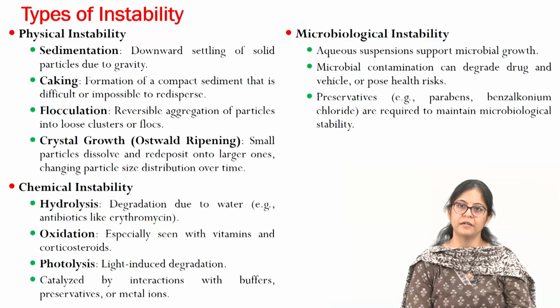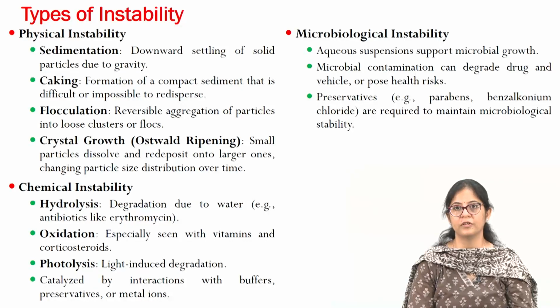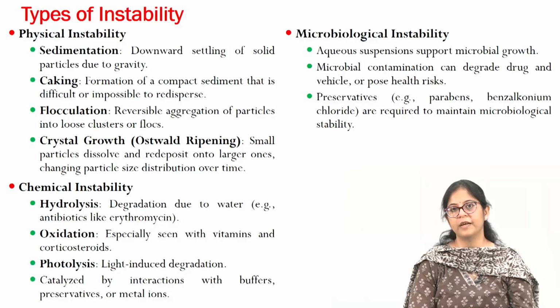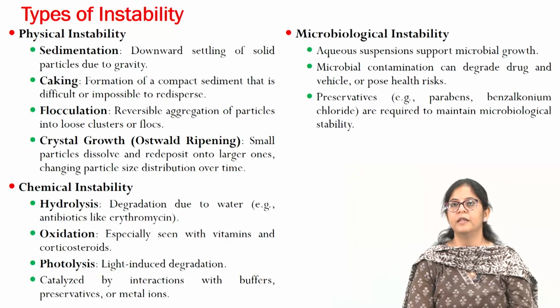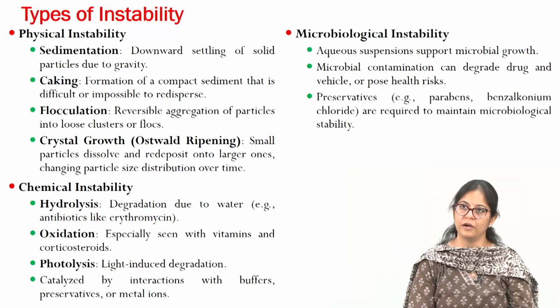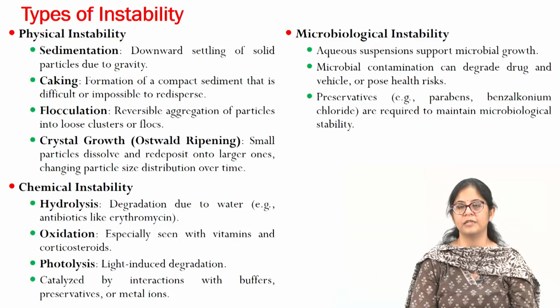Chemical instability can occur due to degradation in the presence of water, like antibiotics such as erythromycin can get hydrolyzed. Oxidation can be seen with vitamins and corticosteroids. Photolysis, that is light induced degradation, can happen. This can be catalyzed by interaction with buffers, preservatives and metal ions. The aqueous suspensions support microbial growth. The microbial contamination can degrade the drug and vehicle or pose health risks. Preservatives like parabens and BKC are required to maintain the microbiological stability.